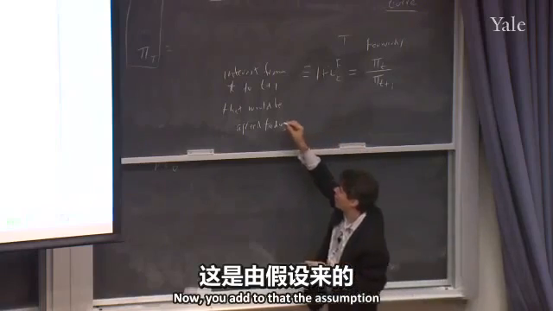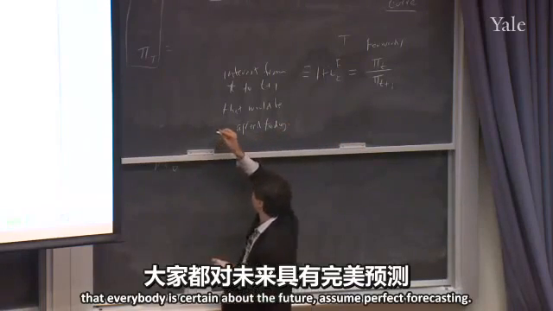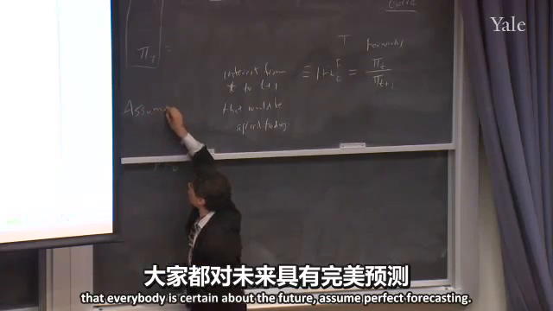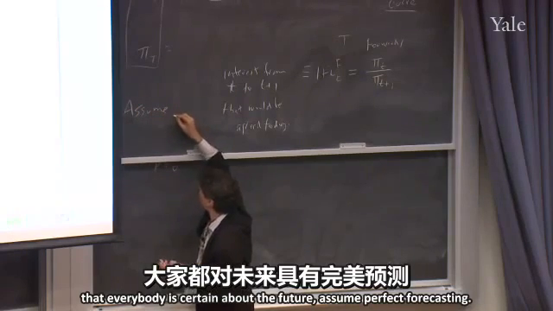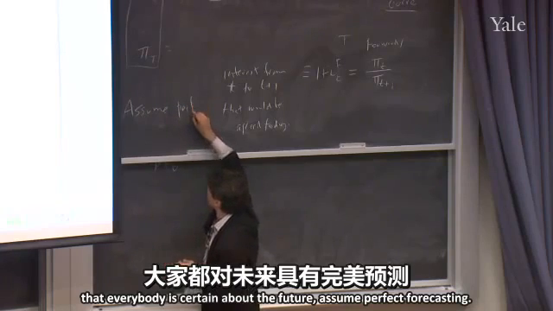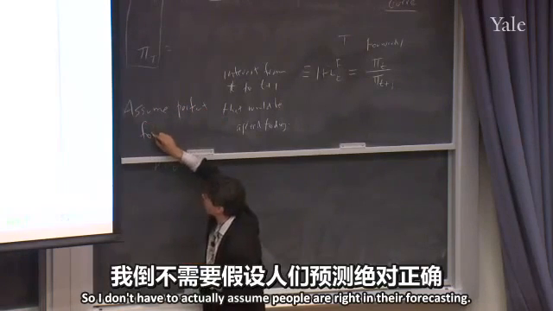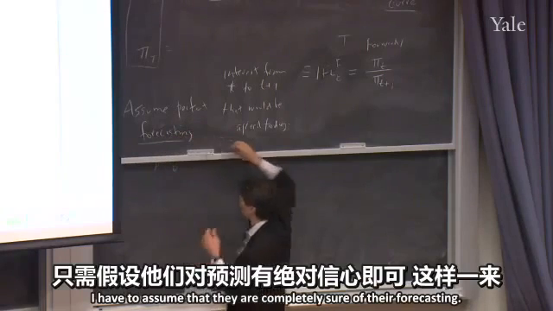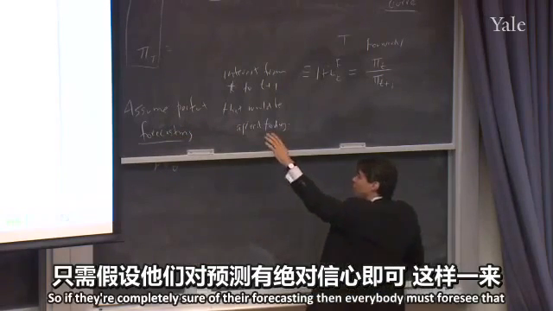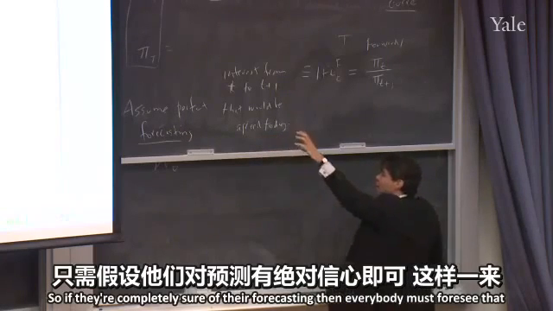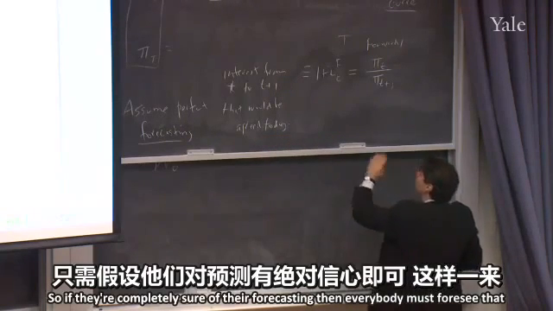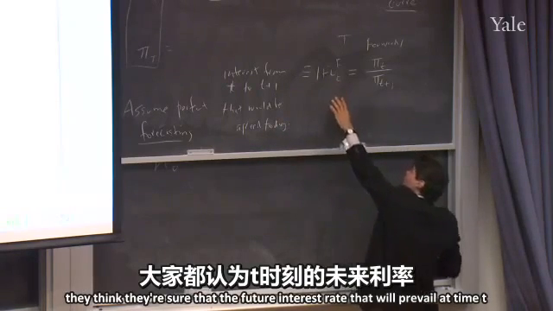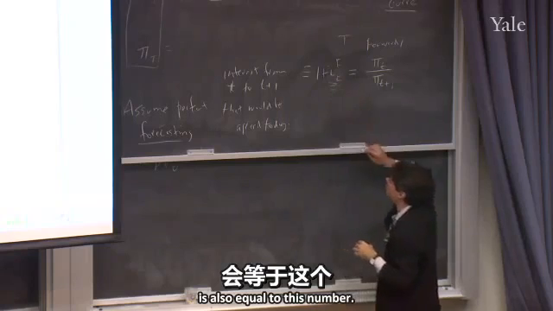Now you add to that the assumption that everybody is certain about the future. Assume perfect forecasting. Okay, so I don't have to actually assume that people are right in their forecasting. I have to assume that they're completely sure of their forecasting. So if they're completely sure of their forecasting, then everybody must foresee that they think they're sure that the future interest rate that will prevail at time t is also equal to this number.